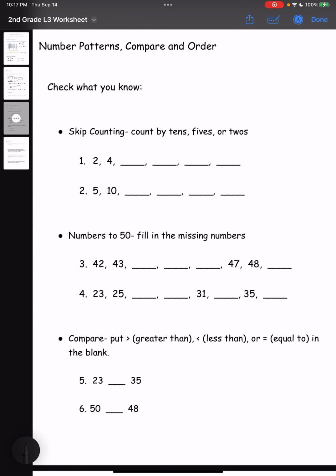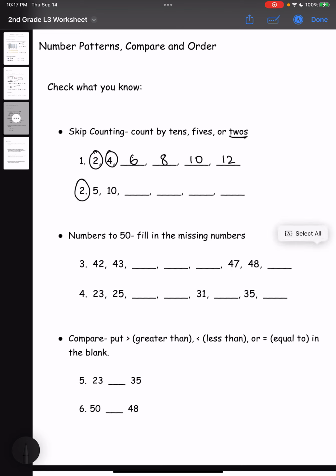So check what you know. Skip counting. Count by tens, fives, or twos. So here we see 2, 4. So if it's 2 and 4, it's counting by twos, right? So 2, 4, so 4 plus 2, 6, 6 plus 2, 8, 8 plus 2, 10, 10 plus 2, 12. Try number 2 on your own.